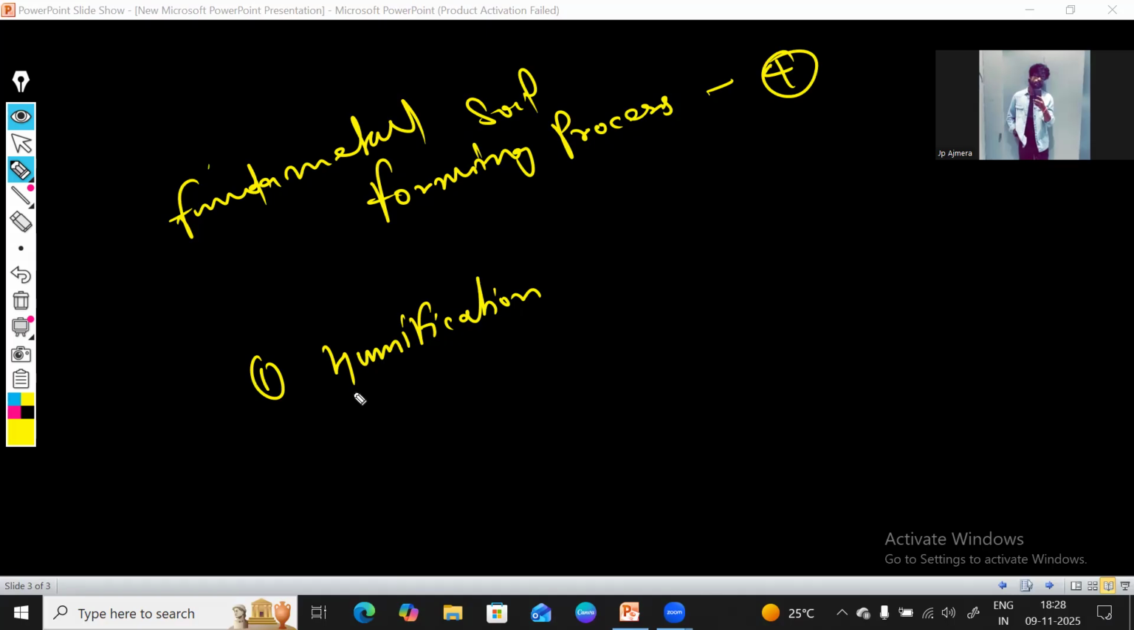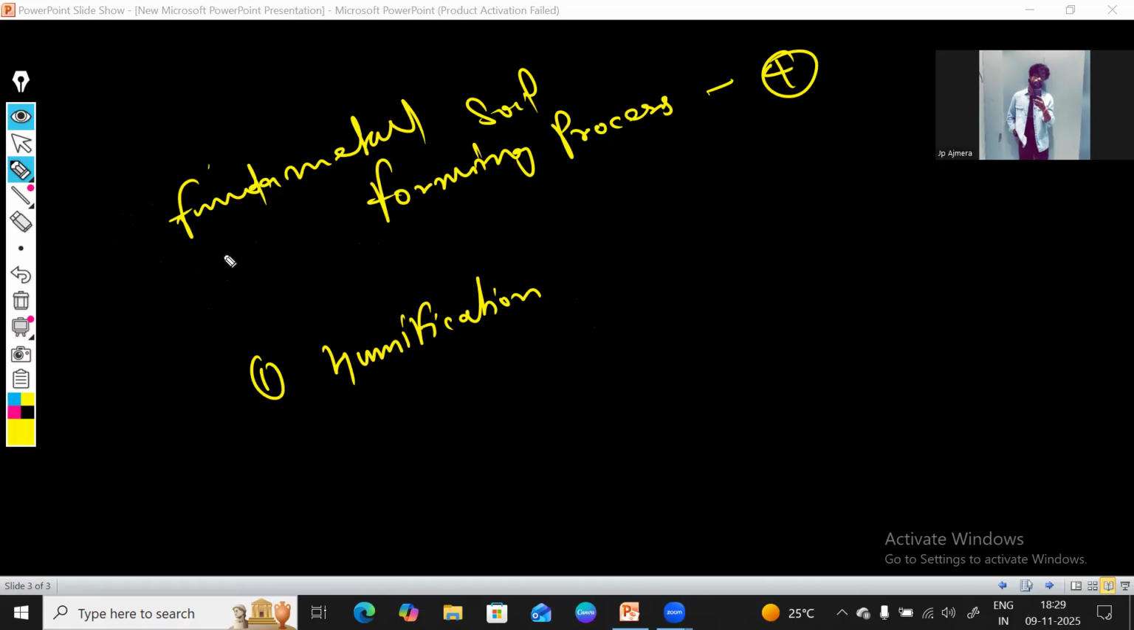What are the soil forming processes? These are the processes by which soil is formed. Like there was rock before, weathering happens, then these kinds of things happen in the material or regolith. Then after that the soil is formed. So these are the soil forming processes that we are discussing right now. In which there are two major types, fundamental or specific.